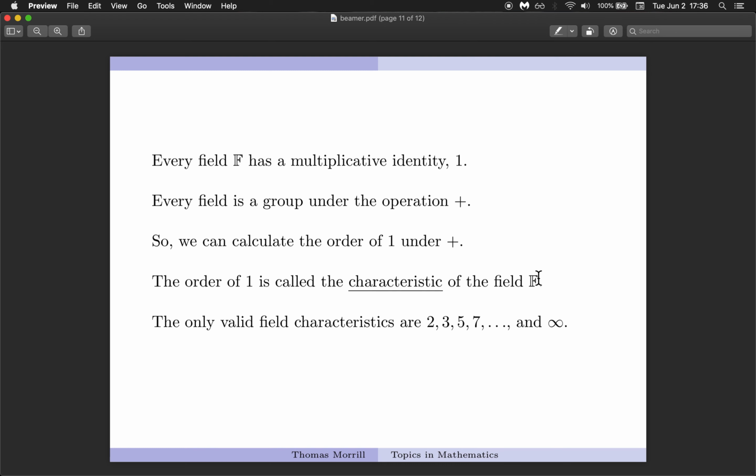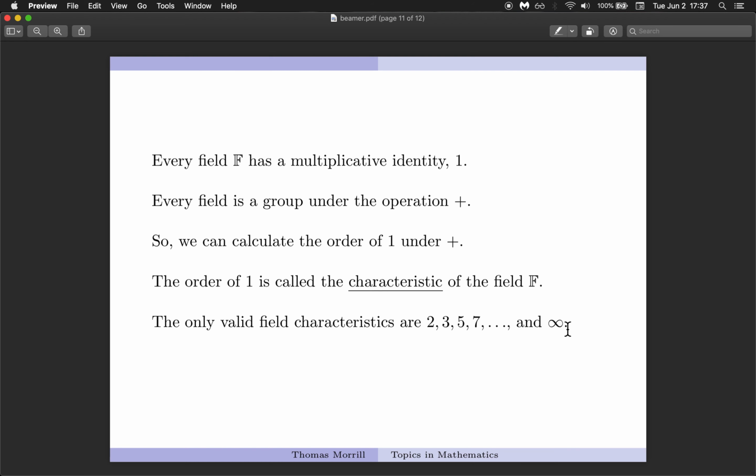In the field setting, once you calculate the order of 1, that is called the characteristic of the field. And it's a fact that there are only certain numbers which are allowed to be the characteristic of a field. Those are the prime numbers. So you can have a field of characteristic 2, right? Z mod 2Z is a field of characteristic 2. You can have a field of characteristic 3, or of 5, or of 7, or 11, any prime number.